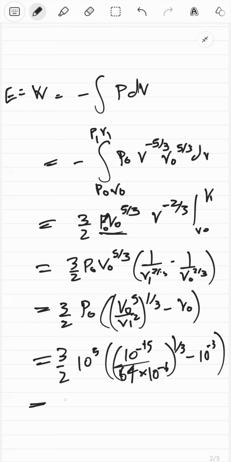So it's going to be equal to what? 3 by 2 times 10 power 5, and this thing. So 64 cube root is just what? 4. It's just 1 by 4. And this is what? Minus 9. It's just minus 3.